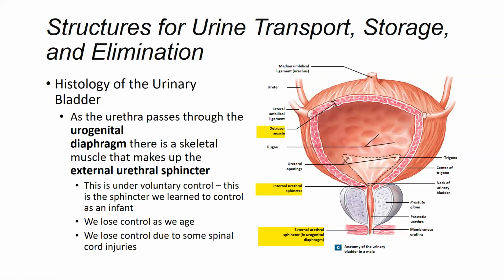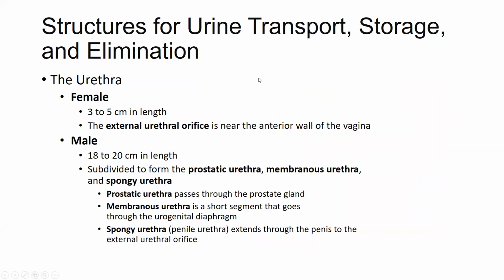This is going to show some signs of deterioration with age. We're going to lose control over this sphincter as we age. This is where we have urinary incontinence with age, as well as some spinal cord injuries. And if we're toddler or pre-toddler ages, this is not developed, so we do not have as much control over this muscle, the sphincter right there.